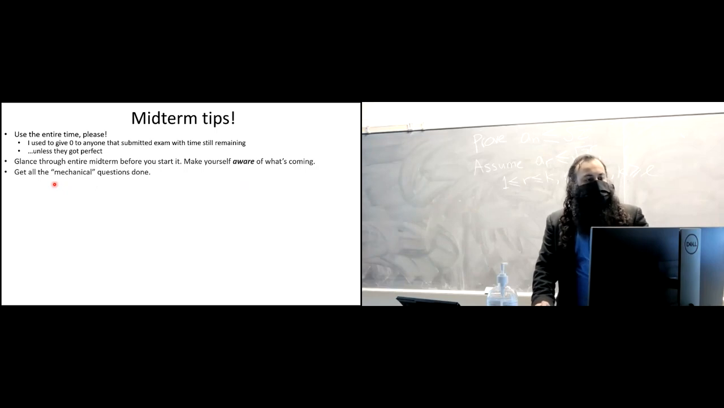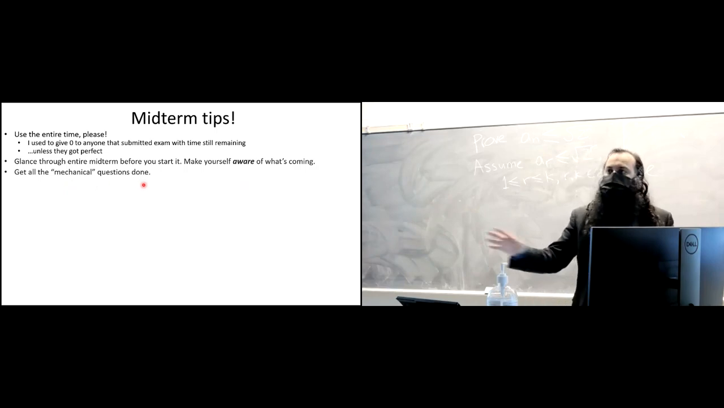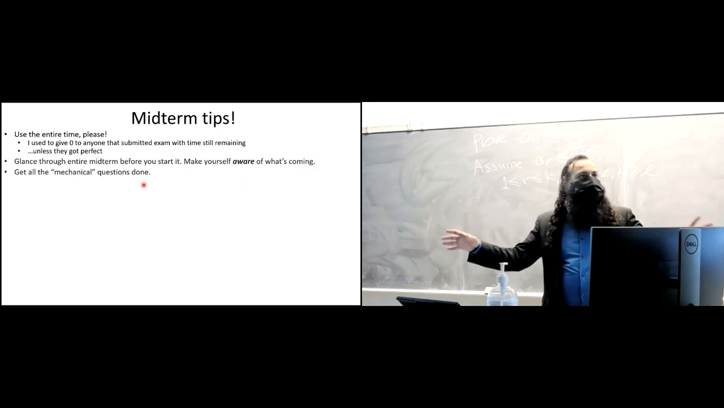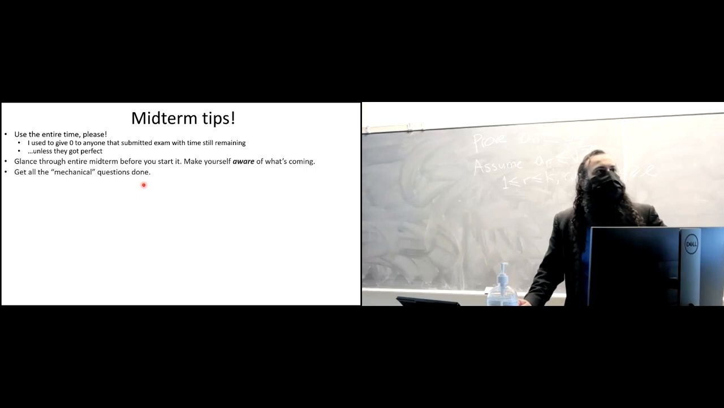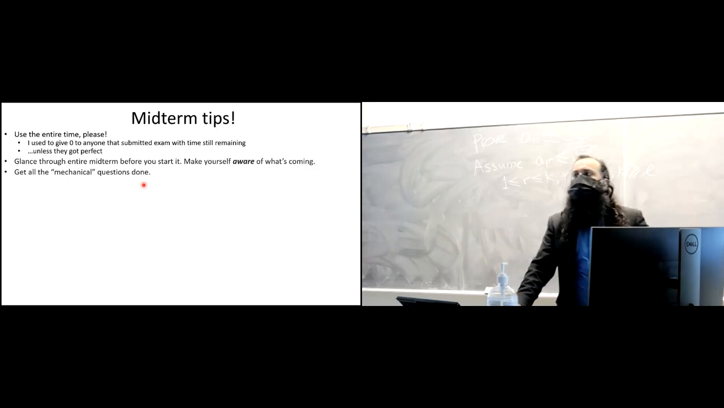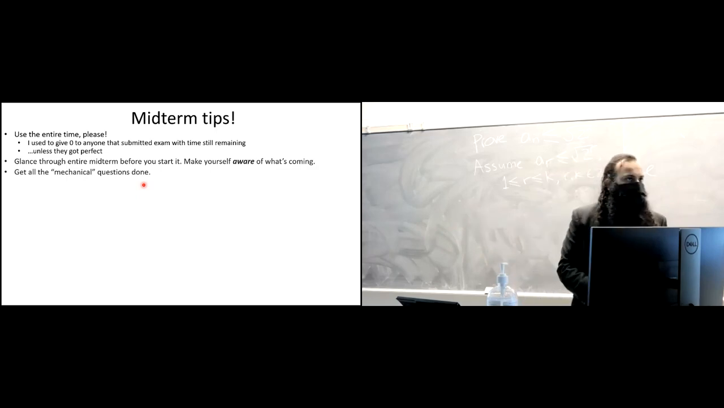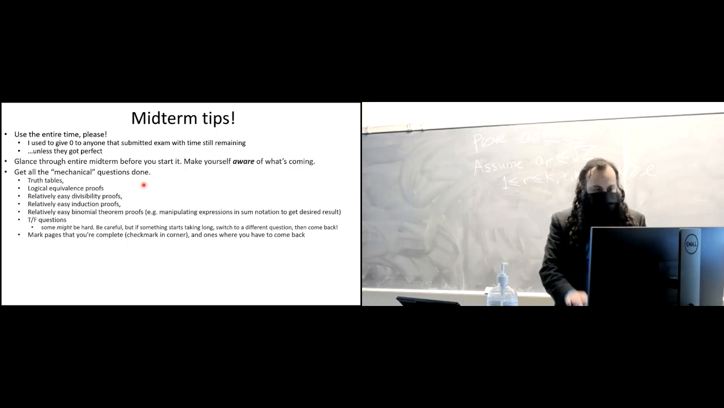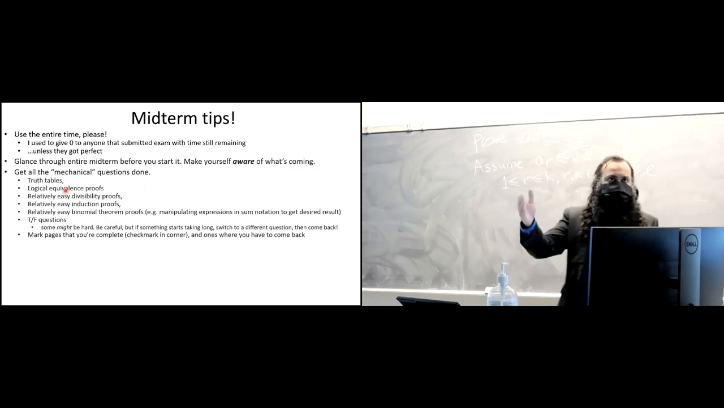Okay, get all the mechanical questions done right away. What does it mean by mechanical? Grayson? Things like truth tables. That's an example of something that's mechanical. What else? Things that don't require a lot of deep thinking. Yeah. So there's just some mechanism that you're following, like the mechanism of filling in a truth table. So for truth tables, you just follow the mechanism.